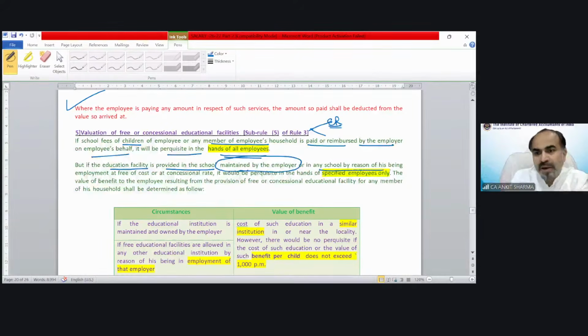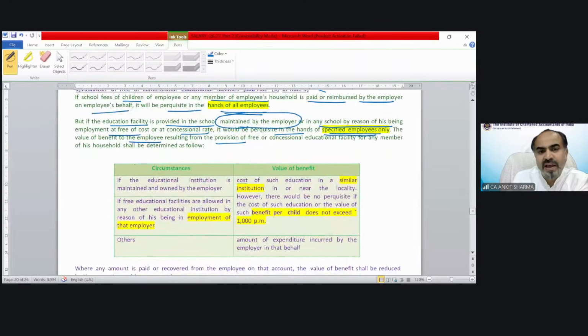Or in any school, by reason of his employment, at free cost or concessional rate, it would be a perquisite in the hands of specified employees only. The value of benefit to the employee resulting from provision of free or concessional education is as follows. If the educational institution is maintained and owned by the employer, or if free education facilities are allowed in any other educational institution by reason of his being in the employment of that employer.